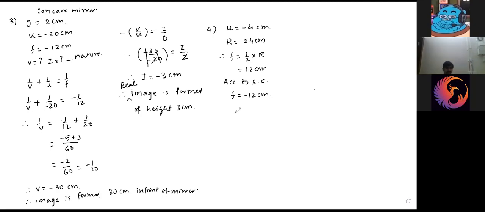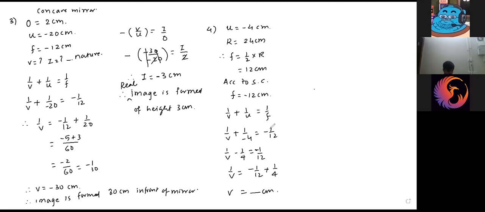1 by v plus 1 by u is 1 by f, ठीक है, तो इससे क्या मिलेगा, this is 1 by v plus 1 by minus 4 is minus 1 by 4. So 1 by v minus 1 by 4 is minus 1 by 12. 1 by v is equal to minus 1 by 12 plus 1 by 4. v equal to something centimeter. बस इतना ही पूछा. अभी फिर देखो, answer आया इसका.